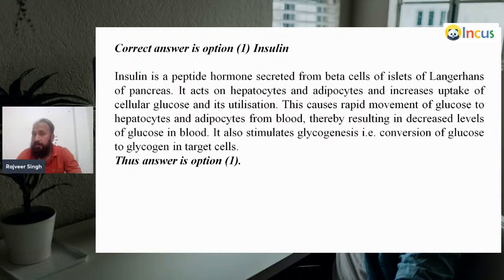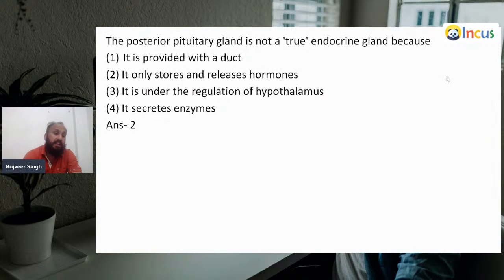This causes rapid movement of glucose to hepatocytes and adipocytes from blood, thereby resulting in a decreased level of glucose in blood. It also stimulates glycogenesis. It means conversion of glucose to glycogen in target cells. Answer will be first, insulin. Next one, the posterior pituitary gland is not a true endocrine gland because it is not provided with a duct.